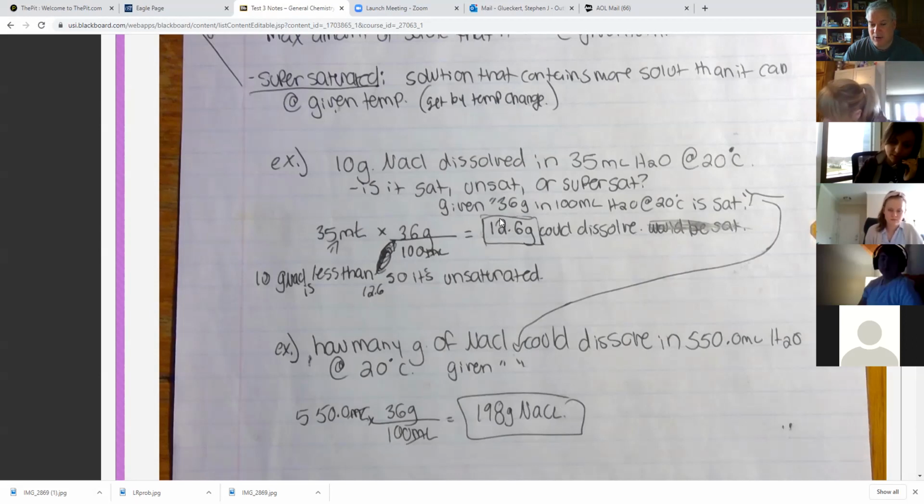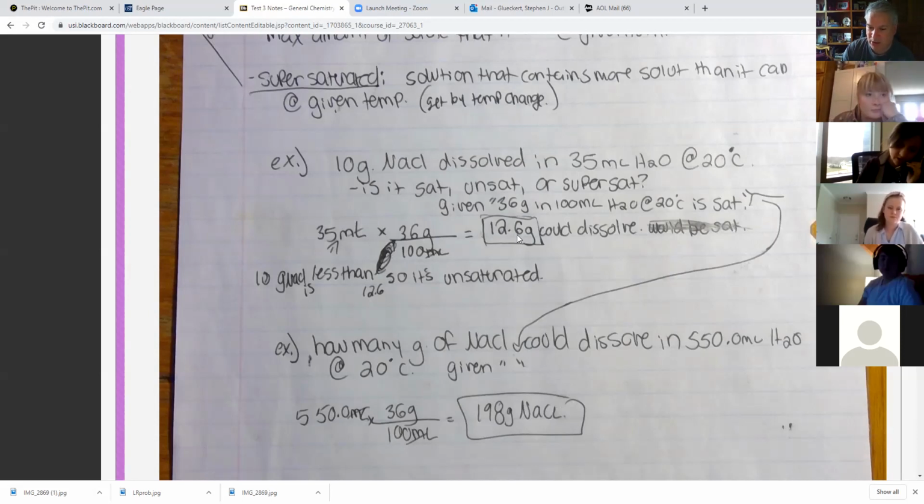Okay. So what does that 12.6 grams tell me? That's how much could dissolve in my 35 milliliters, based on 36 per 100, which is my solubility. Again, that would be given to you. You don't have to remember that. But based on this ratio for a saturated solution, my 35 milliliters could possibly hold 12.6 grams of sodium chloride.